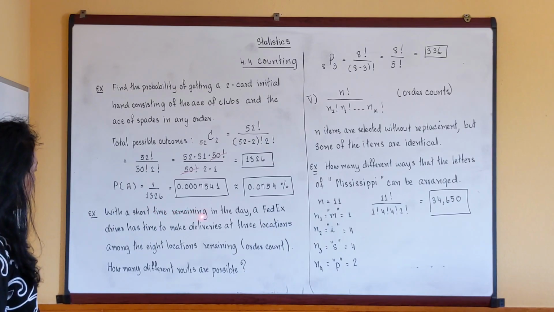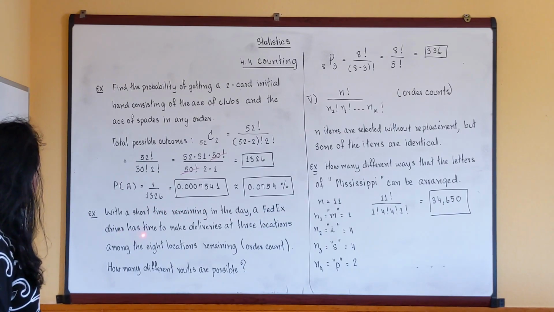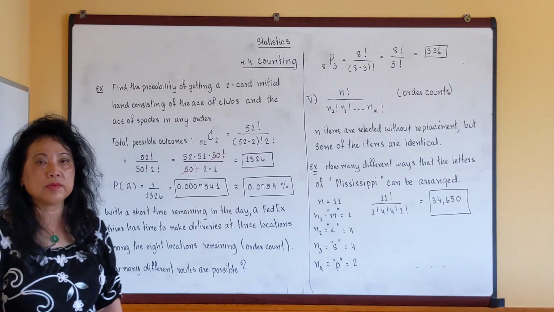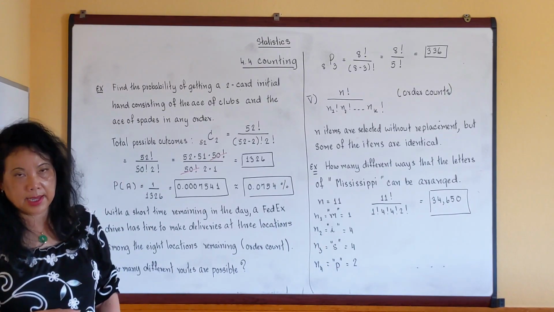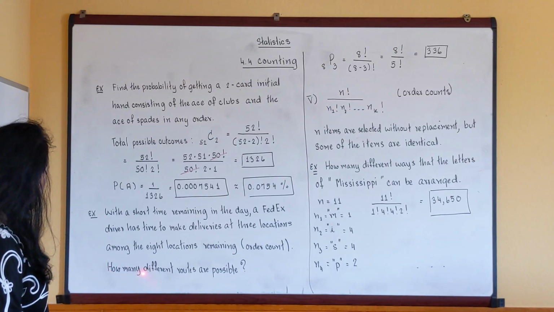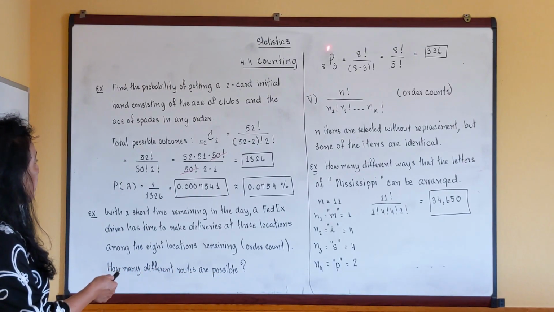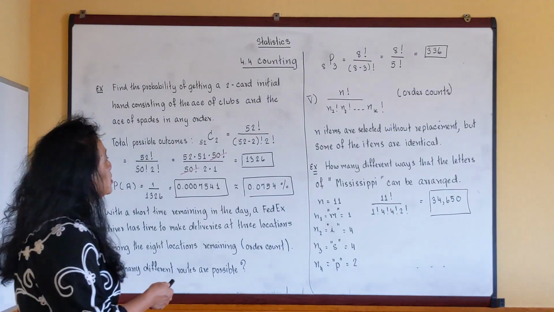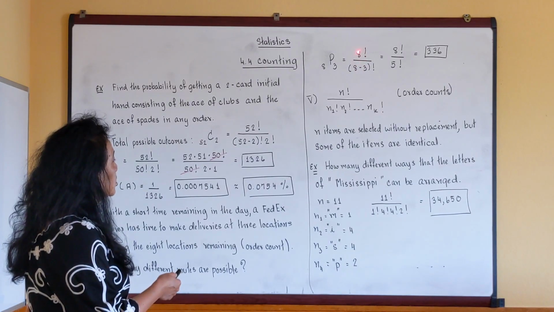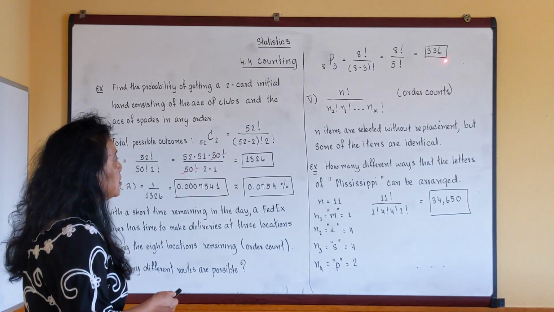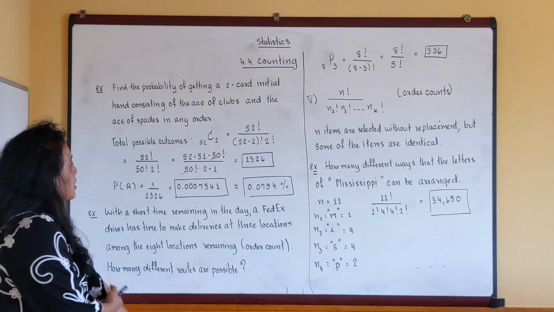Let's look at the next one. With a short time remaining in a day, a FedEx driver has time to make deliveries at 3 locations among 8 locations remaining. Order counts. It's better if you're going to go to Palmdale first or Lancaster first, so order matters. How many different routes are possible? We have 8, but we can only do 3, and order counts, so we're going to use permutation. So it's 8 factorial over (8 minus 3), which is 5, factorial, and with the calculator it's 336 different ways.